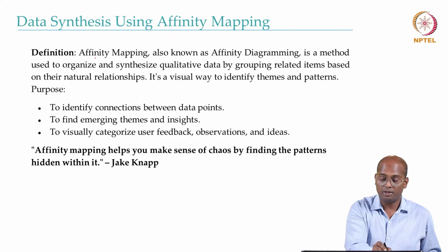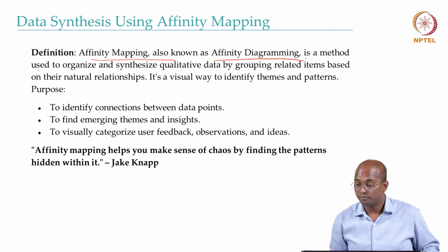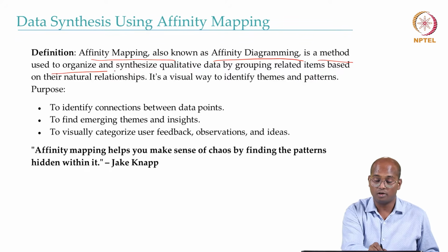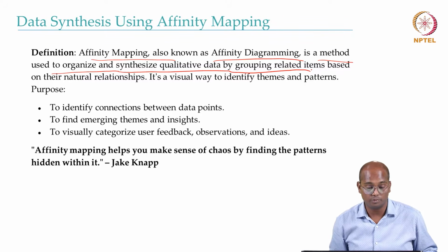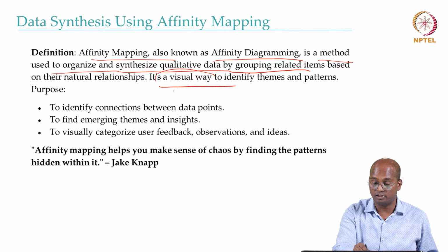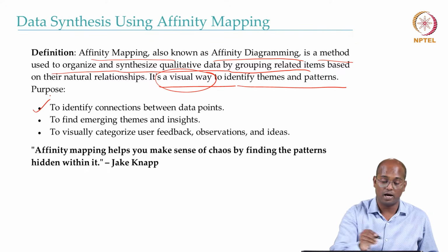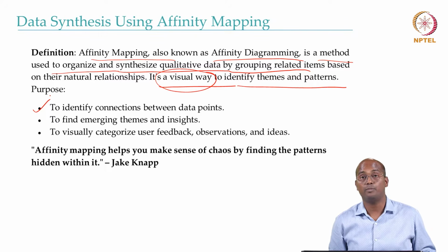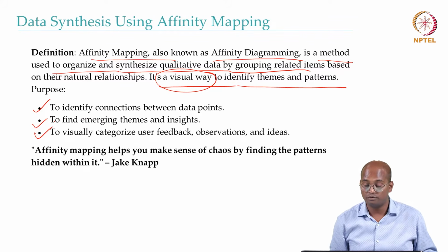So affinity mapping, also known as affinity diagramming, is a method used to organize and synthesize qualitative data by grouping related items based on their natural relationships. It is a visual way, that is the key, to identify themes and patterns. And the purpose is to identify connections between data points that we have, to find emerging themes and insights, to visually categorize user feedback, observations, and ideas.